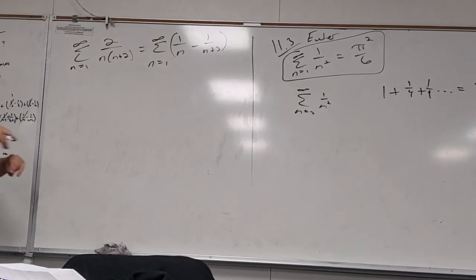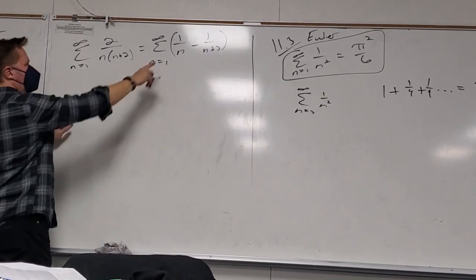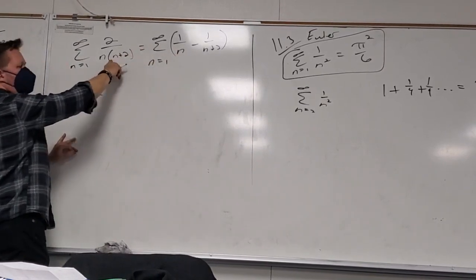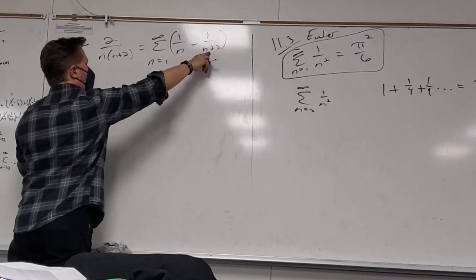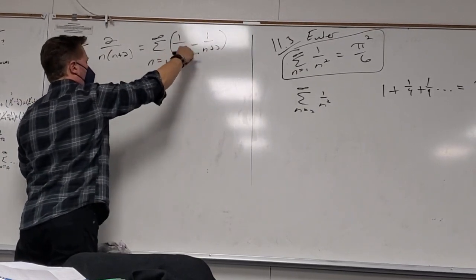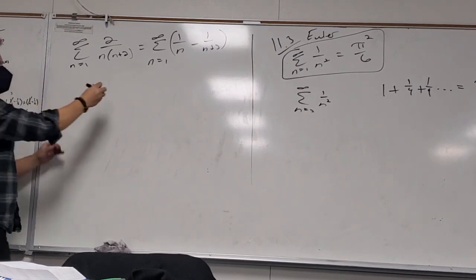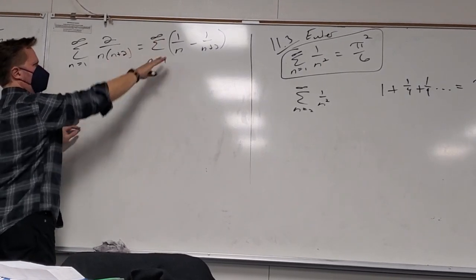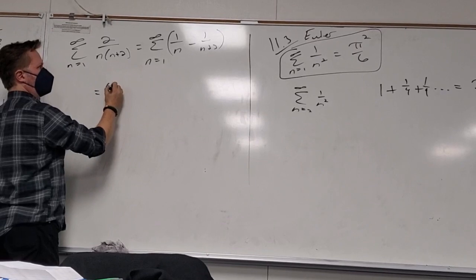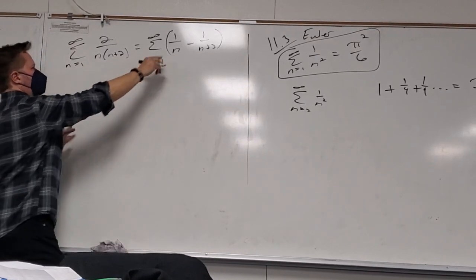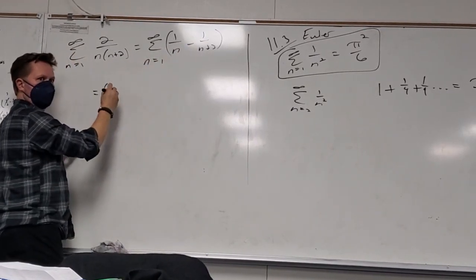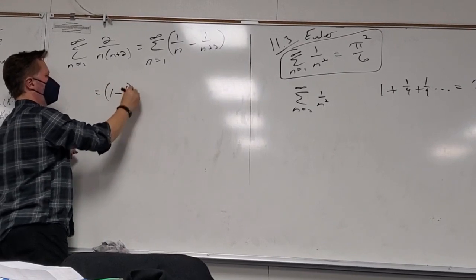Can you help me write out a few terms of this? That is actually a much more useful form for it. If you don't believe me, n plus 2 minus n is 2 over n times n plus 2. Give me the first couple of terms. When n is 1, what do you get? 2 over 3. So you get 1 minus 1/3. Don't put them together, trust me.